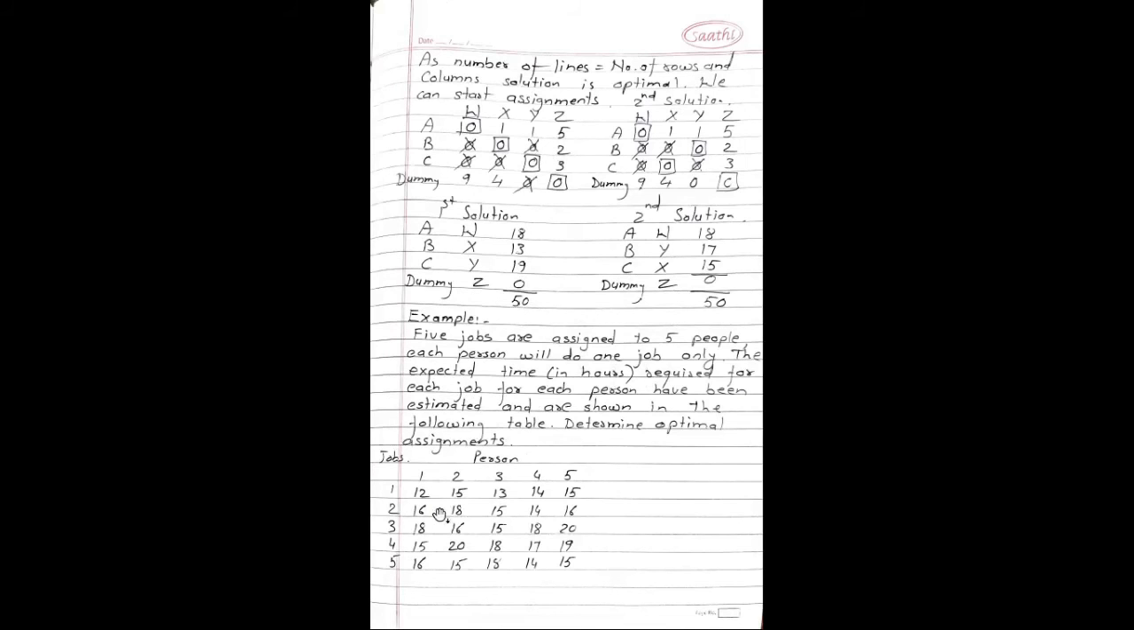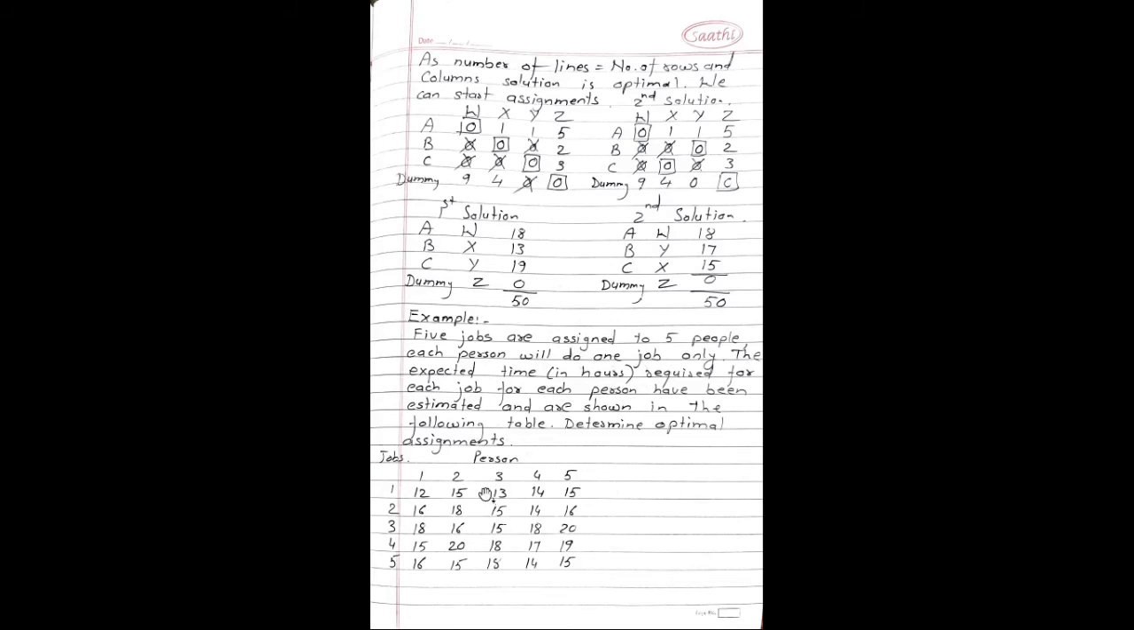Second row 16, 18, 15, 14, 16. So minimum value is 14. 14 is to be subtracted from every element. So 16 minus 14 is 2. 18 minus 14 is 4. 15 minus 14 is 1. 14 minus 14 is 0. 16 minus 14 is 2. So we will write it in the next row as 2, 4, 1, 0, 2.